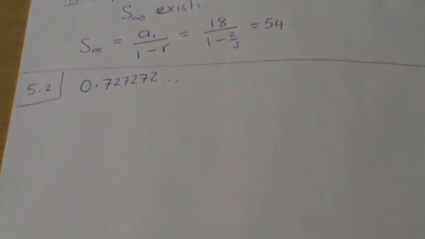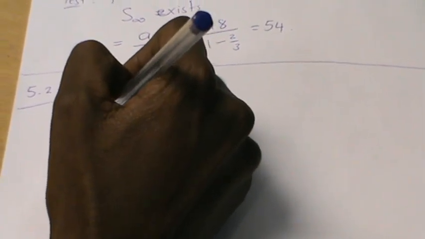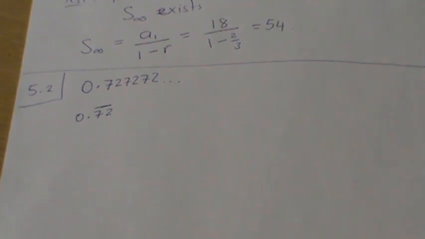5.2. I have to write this recurring decimal as a fraction, and I have to use my knowledge of series to do that. So you need to remember that this 0.72, I can put a bar over there just to show that it's the 7 and the 2 that are repeating.